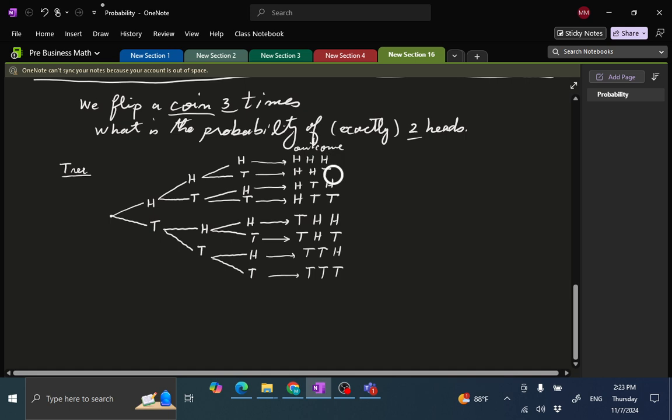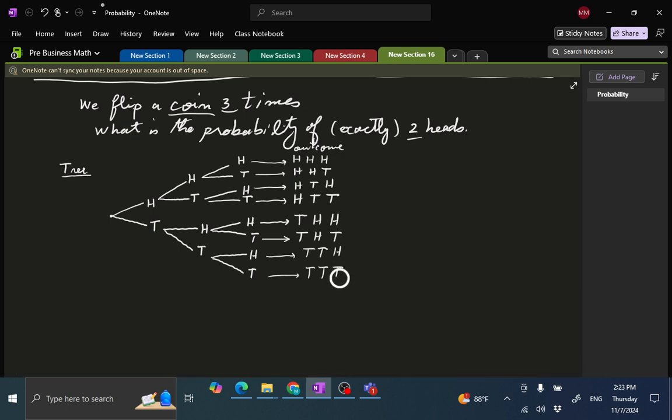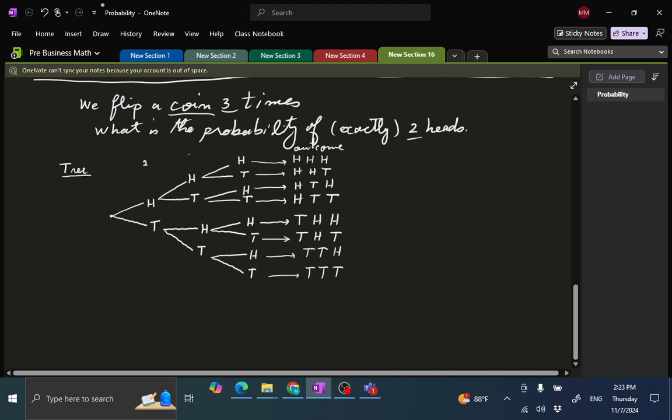Now, if you count these, you see there are 8 possibilities. Not surprising, because first you have 2, out of each of them come 2, so that's 4. Out of each of them come 2 again, so it doubles again and becomes 8. So the numbers go through the following sequence: 2, 4, 8.